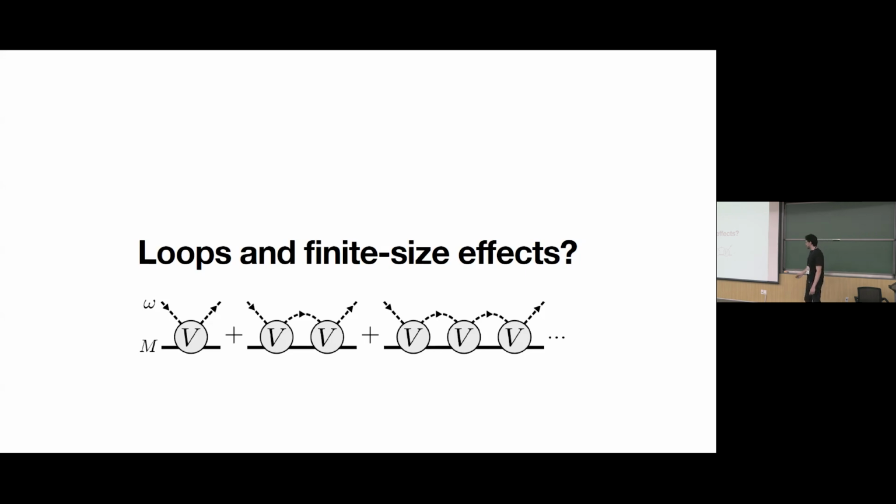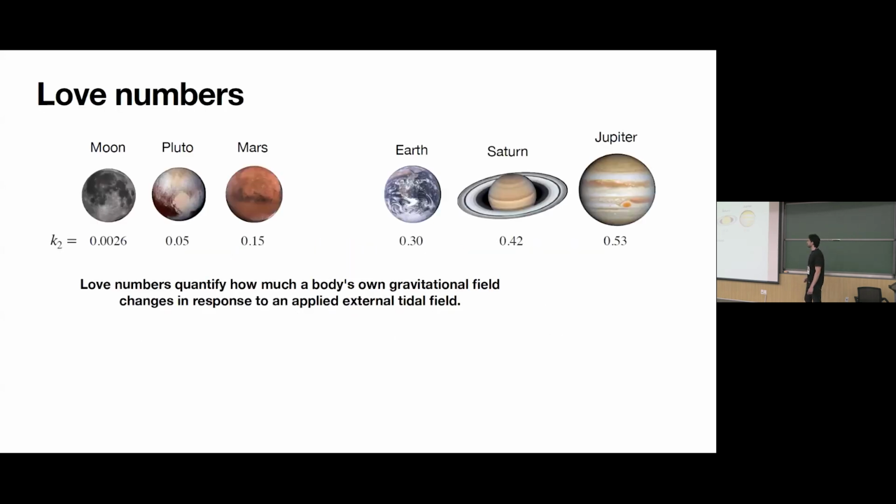So let me tell you a bit about Love numbers. Here I just show a bunch of astronomical objects. The idea of the Love number is that it parameterizes the deviation from a point particle. It tells you basically how much a body reacts to a tidal field. So if it's very rigid, the Love number is small. If it's malleable, the Love number gets bigger. So for the Moon, which is very rocky, the static Love number is almost zero, it's very small.